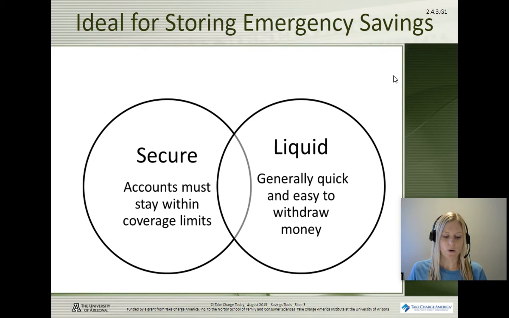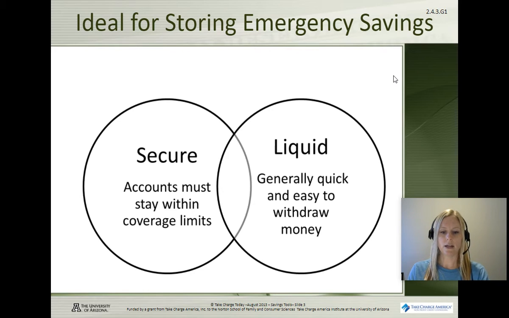So 2 reasons why savings tools are ideal for storing emergency savings. So the first reason is that it is secure. The accounts do need to stay within coverage limits, but the limit is like $250,000. So I think we're good, but it's a secure and insured way to store your money, better than, say, putting it in a jar in your home where it could be stolen, burnt, many things that could happen to things if we just leave them at our homes.